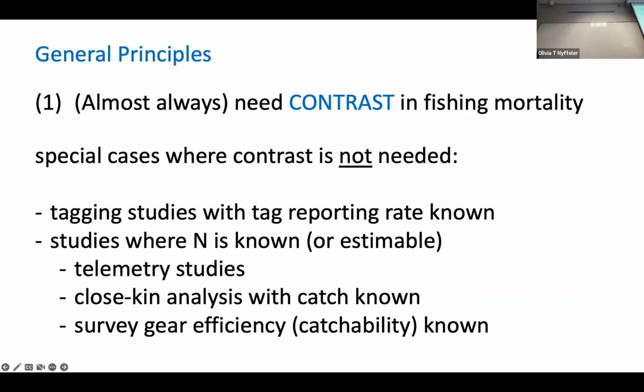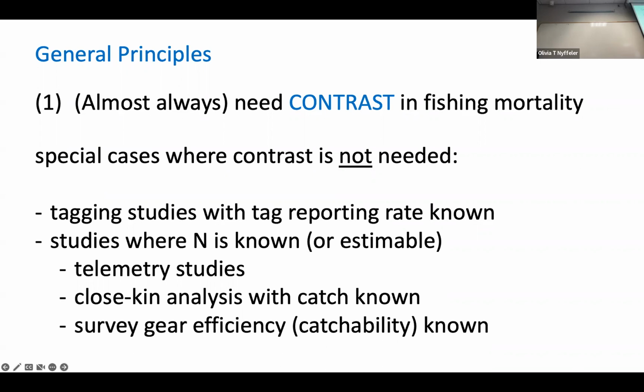Or studies where N is known or estimable. For example, in some telemetry studies, you tag N fish and you're observing them, and you can tell when each one died of natural causes and when it was caught. So in 1 year, you could say how many died of natural causes, and then you wouldn't need to have contrast. Or here we have close-kin analysis with catch known. Now you're getting an estimate of population size, so total catch divided by population size is exploitation rate. That's your second equation, and you can also get mortality rate from that.